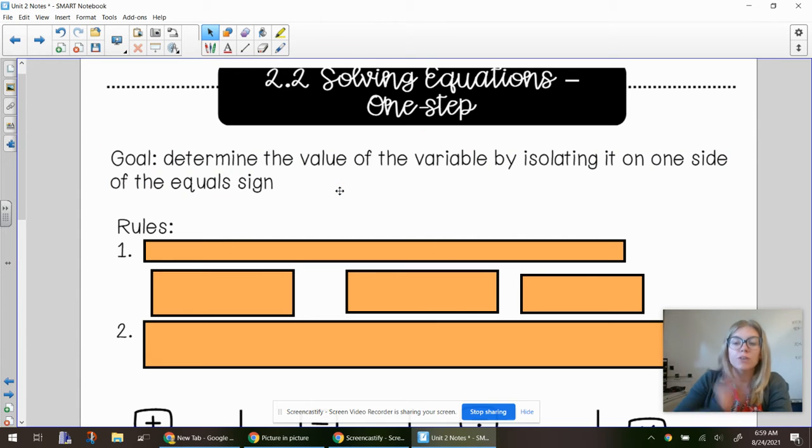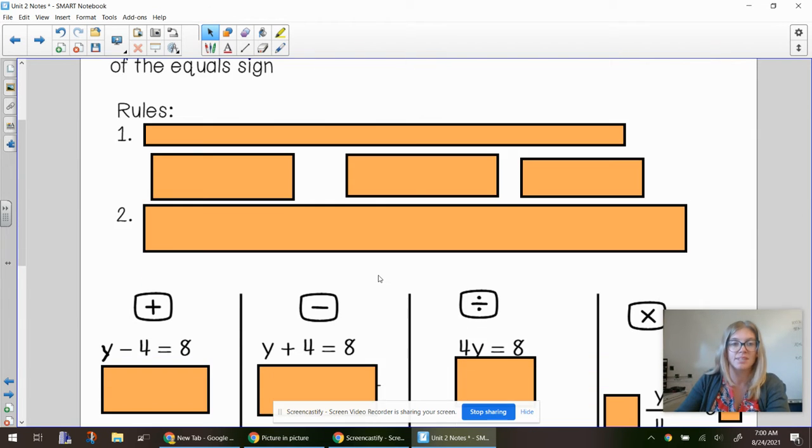So, the first thing we're going to talk about is our goal. When we are solving equations, what are we trying to do? We are trying to determine the value of the variable by isolating it on one side of the equal sign. Isolating means getting it by itself, so we're trying to figure out what value makes the equation true by isolating a variable on one side of the equal sign.